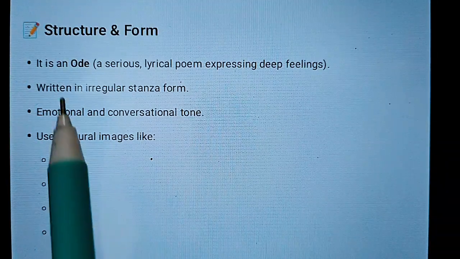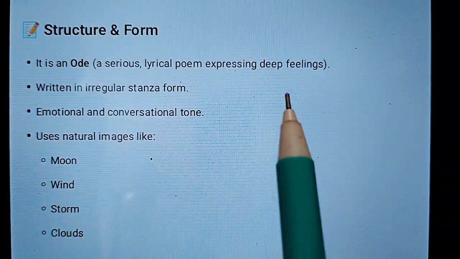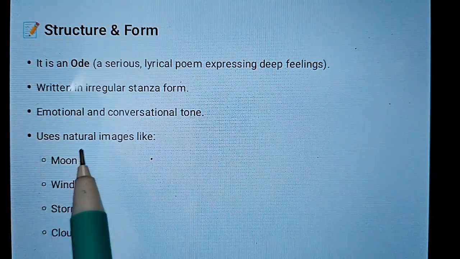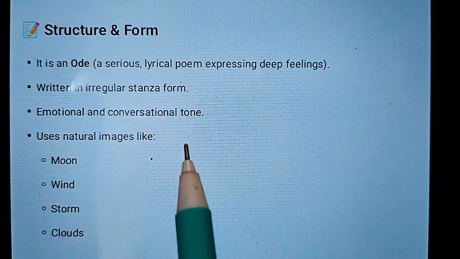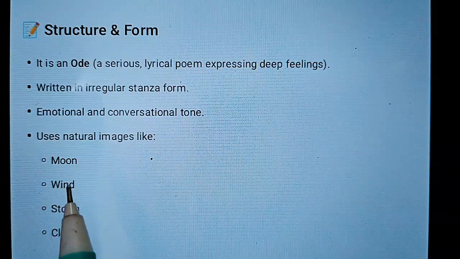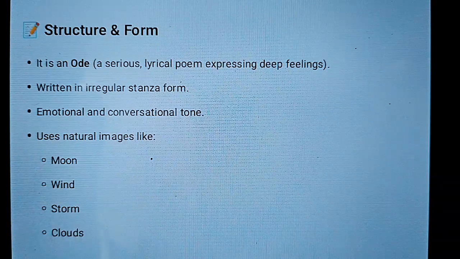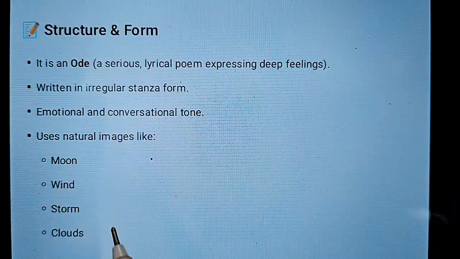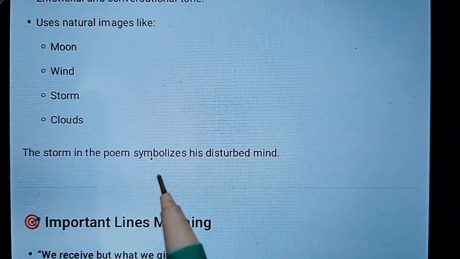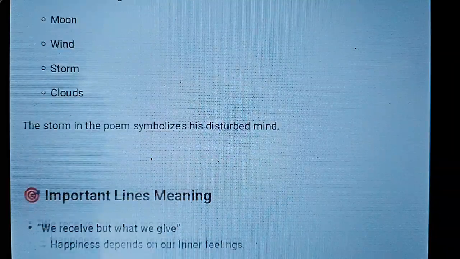The next point is structure and form. This is an ode, a serious lyrical poem expressing deep feelings. It is written in irregular stanza form, in an emotional and conversational tone. Coleridge uses natural images like the moon, wind, storm, and clouds. The storm in the poem symbolizes his disturbed mind. So symbolism is used quite a lot here.